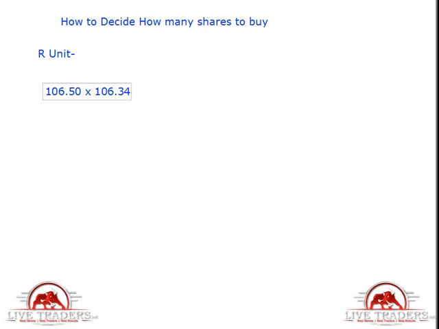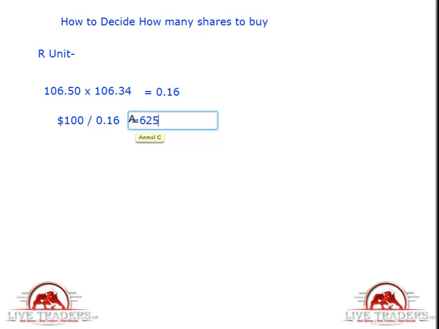So now if you wanted to lose only $100, not more, okay? Only $100, how many shares would you buy? It's pretty simple. The stop loss size is 16 cents, okay? So how you calculate how many shares to buy is you only want to lose $100, divided by 16 cents. That's how you would decide, okay? So $100 divided by 16 cents, you get 625 shares, right?